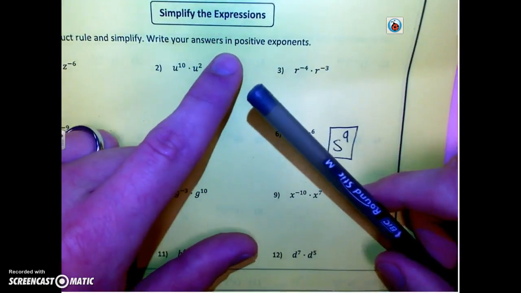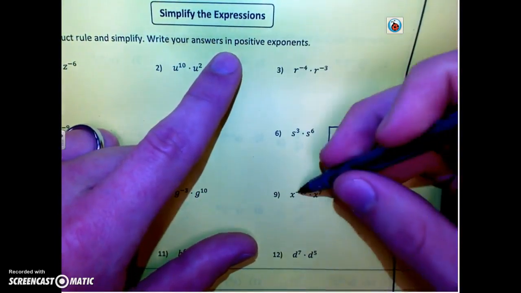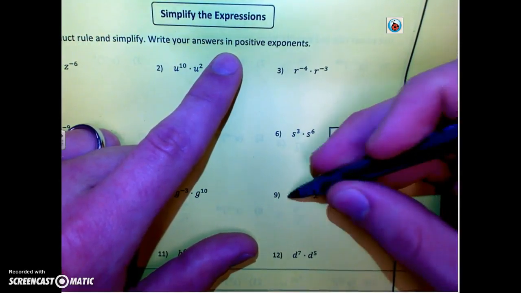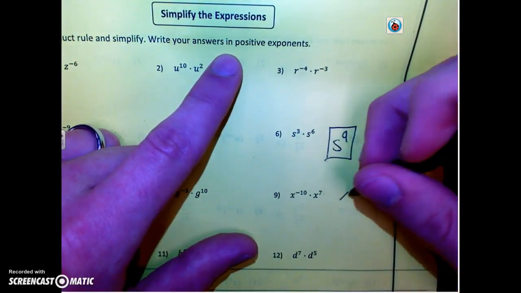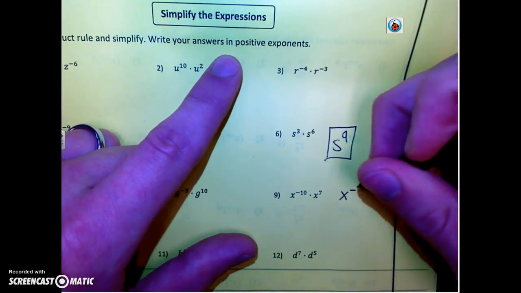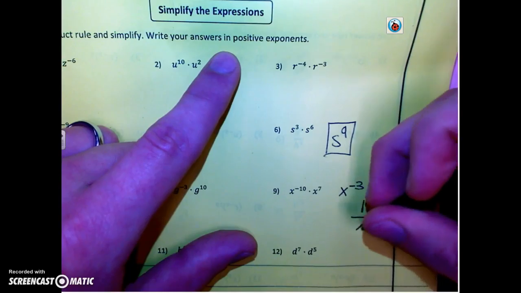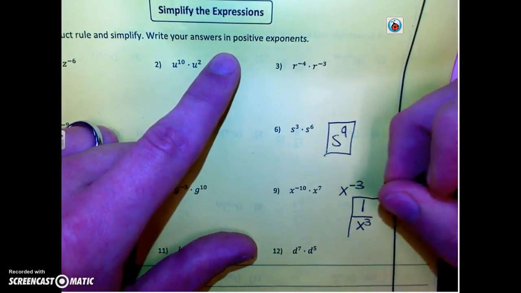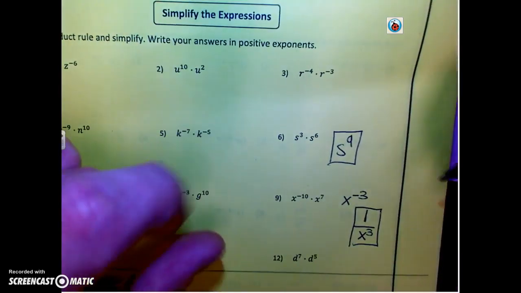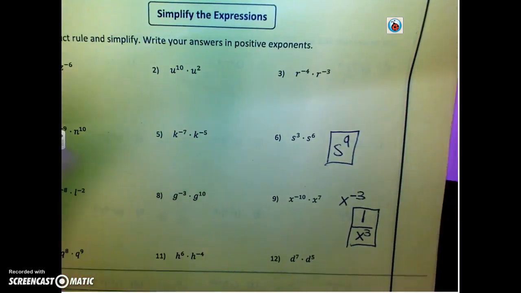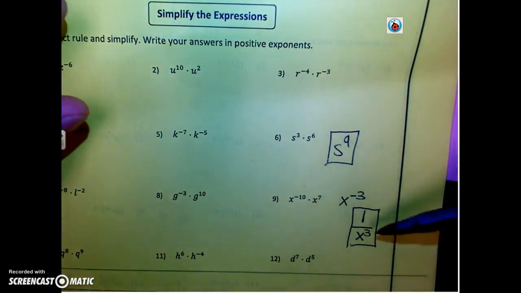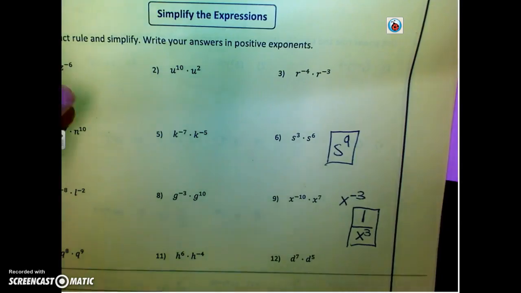All right, but what it means by this, about writing your answers in positive exponents, when I do this one, same base, we're multiplying. So negative 10 plus 7, this will give me x to the negative third. I'm going to need to rewrite this using the reciprocal. So it would switch to the bottom of the fraction, and I'd fill in with a 1 on top. Right? If we take away everything from the top of the fraction, we do need to replace it with a 1. And so then now it has a positive exponent.